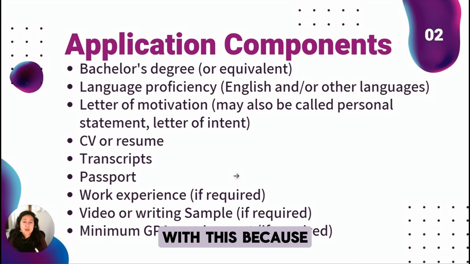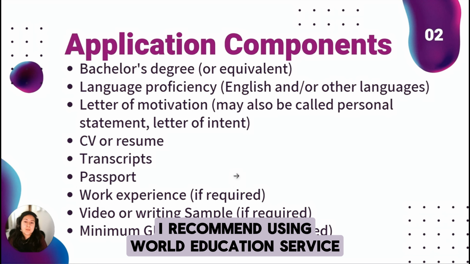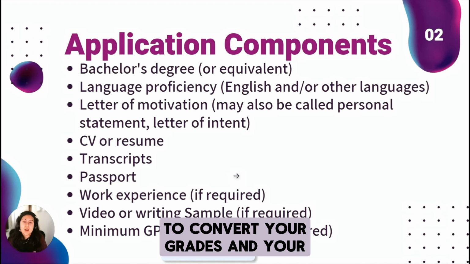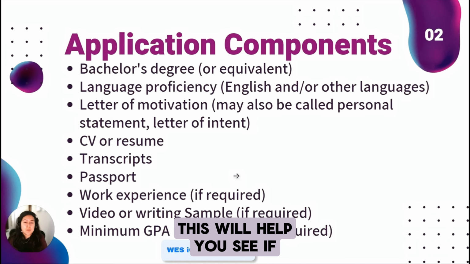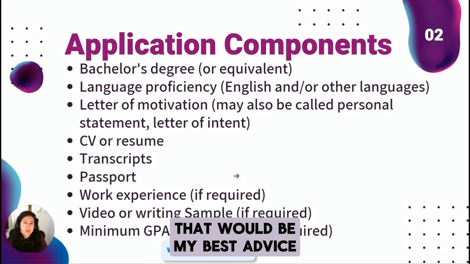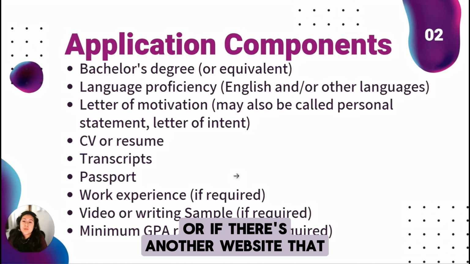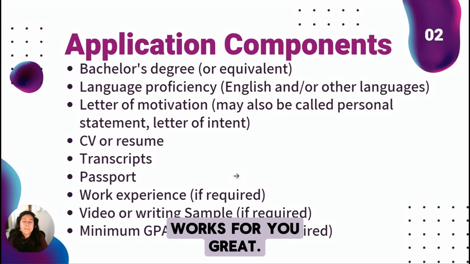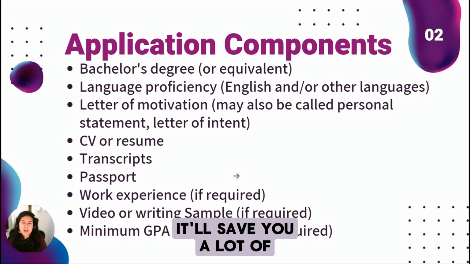With this, because so many countries have different ranking systems and grading systems, I recommend using World Education Services to convert your grades and your grading scale to the one of the program. This will help you see if you are hitting that GPA requirement or not. That would be my best advice: convert it using WES, or if there's another website that works for you, great. But rather than trying to guess if you're meeting that requirement or not, use a website to do it. It'll save you a lot of time.